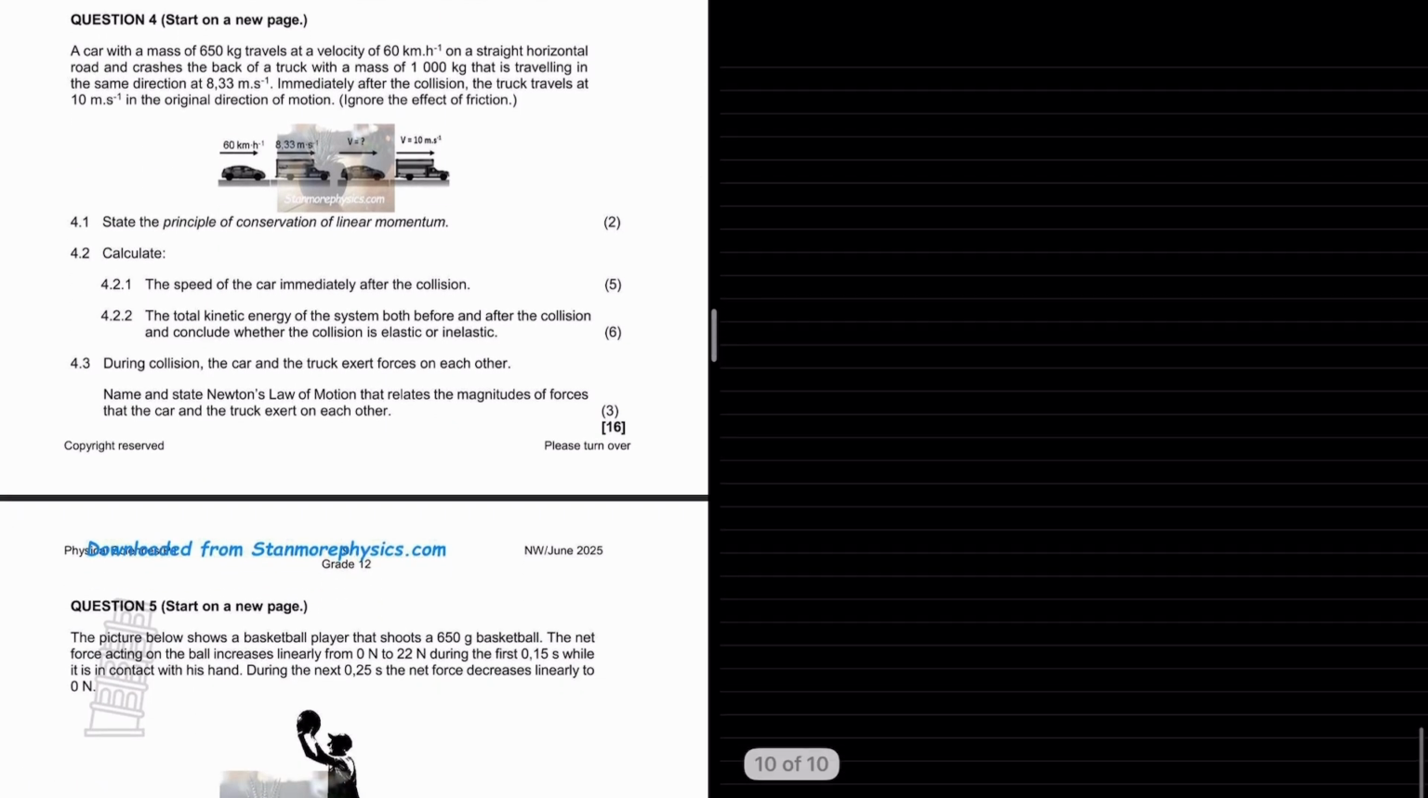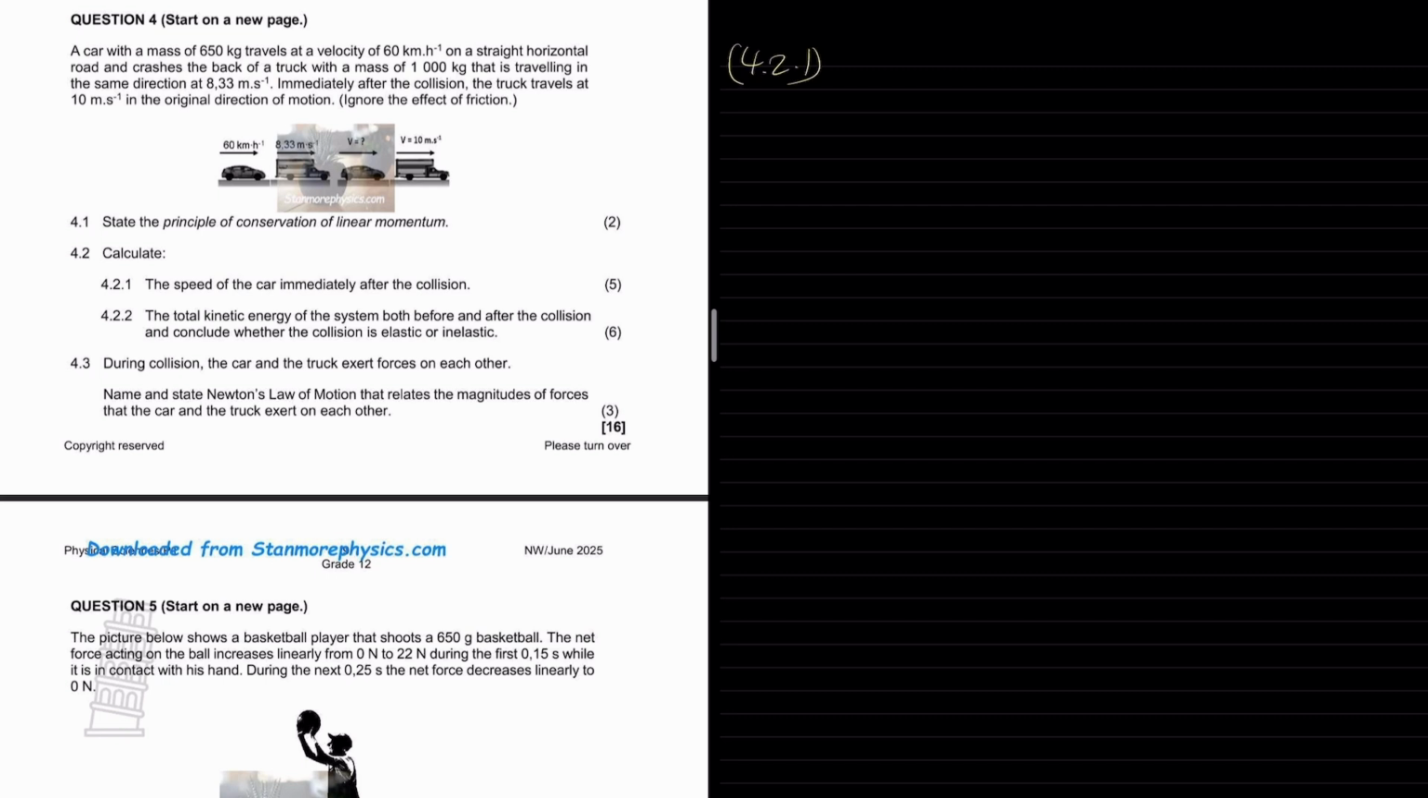Okay, let's take a look at question number 4 now. A car with a mass of 650 kilograms travels at a velocity of 60 kilometers per hour on a straight horizontal road and crashes into the back of a truck with a mass of 1,000 kilograms that is traveling in the same direction at 8.33 meters per second. Immediately after the collision, the truck travels 10 meters per second in the original direction of motion. We leave out 4.1. 4.2.1 says, calculate the speed of the car immediately after the collision.